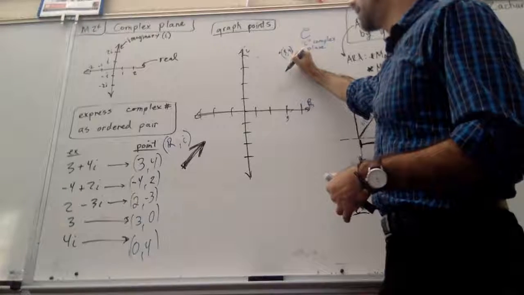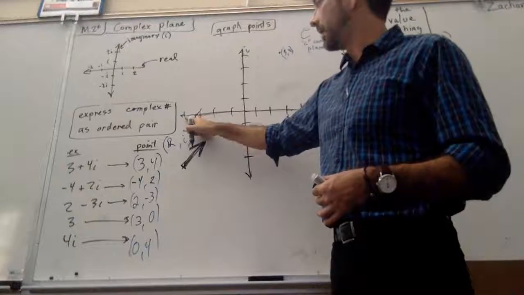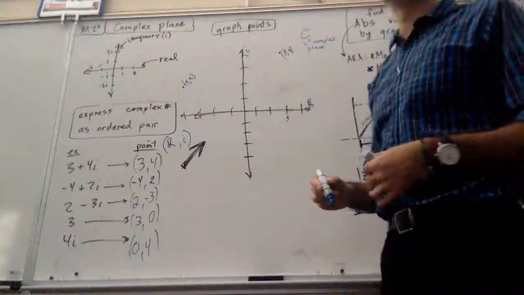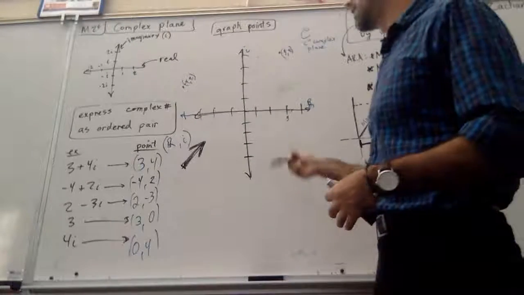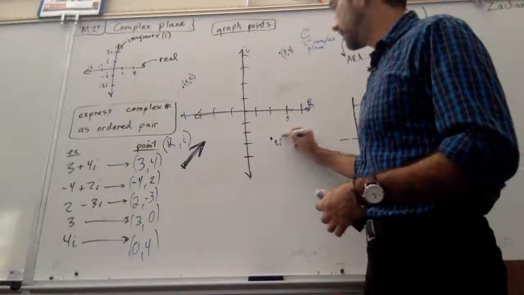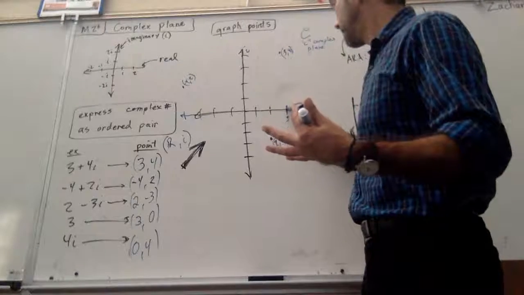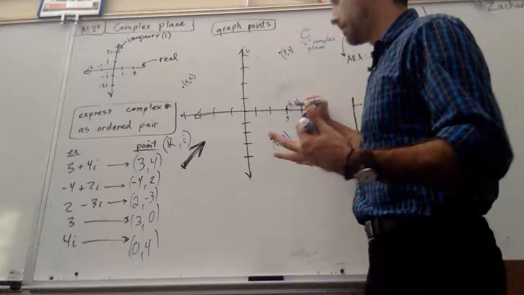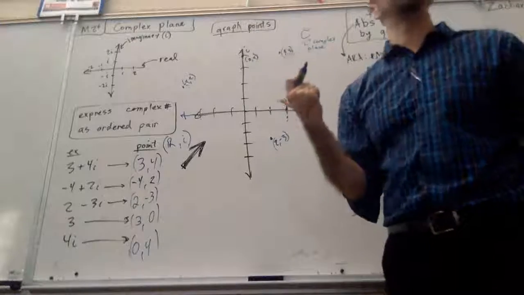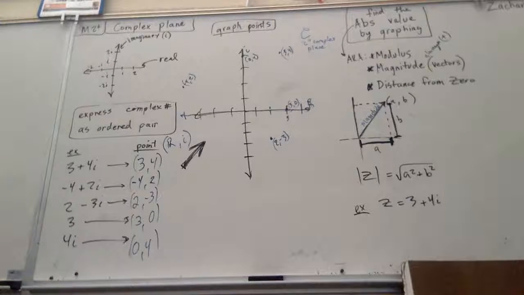Let's see, -4, 2. Didn't even make it far enough. -1, 2, 3, 4. Up to here we go. -4, 2. I'm doing this quickly because there's really no mystery to it. 2, -3: 1, 2, down 3. 2, -3. 3, 0. 0, 4. All right, still all thumbs up. We can graph these, right? If you need some refreshers on graphing, that's something to come in for at lunch.